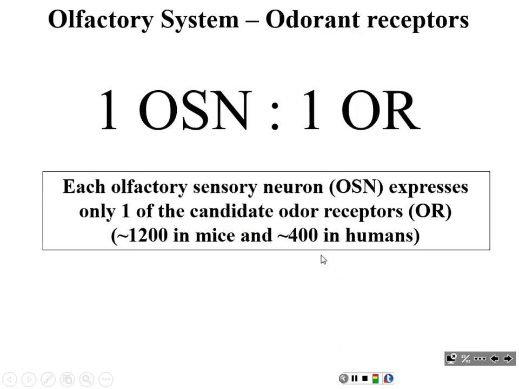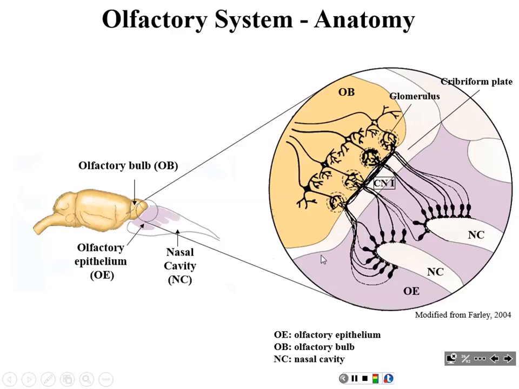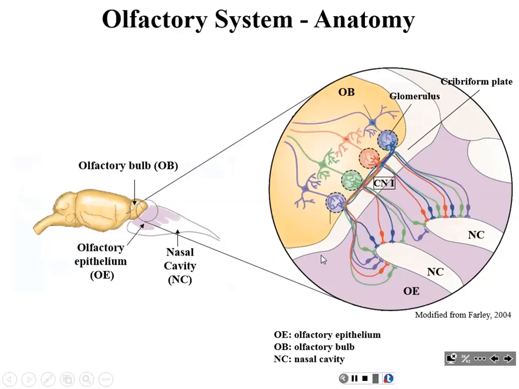What we do know is that each olfactory sensory neuron that we have in our nose expresses only one odorant receptor. So basically, one sensory neuron picks up one gene out of 1,200 in mice or about 400 in humans. Only one of those. So if I go back to this schematic that I showed you before, in reality what we have is something like this, where each sensory neuron, each color represents a cell expressing one odorant receptor in particular.